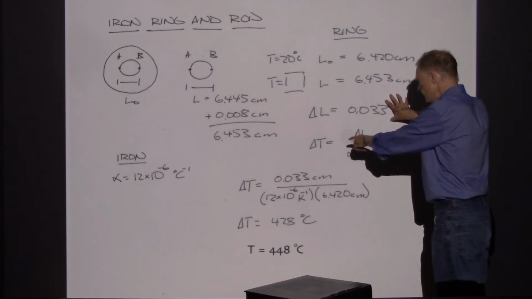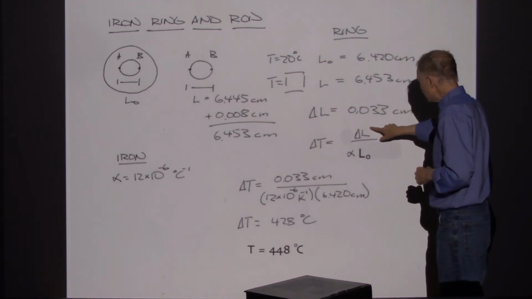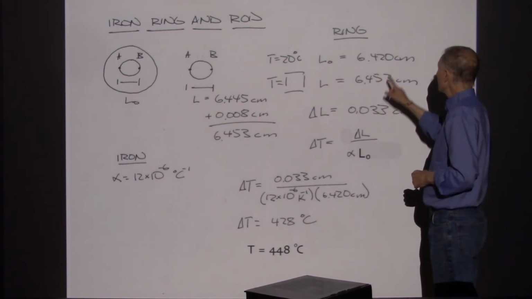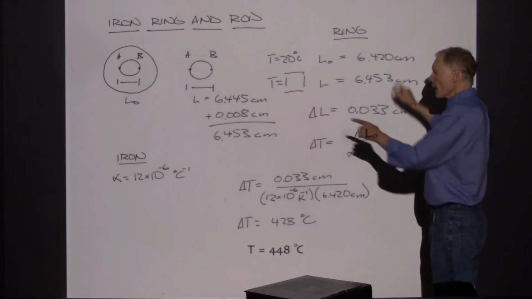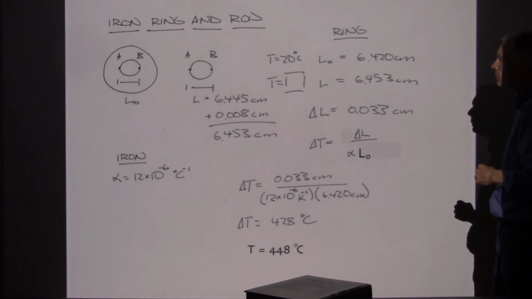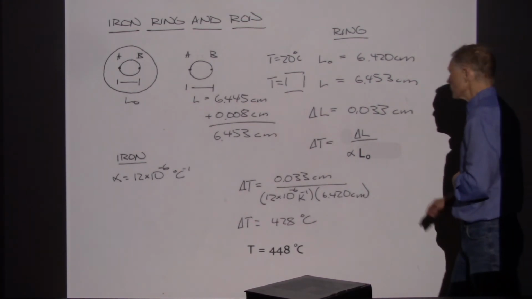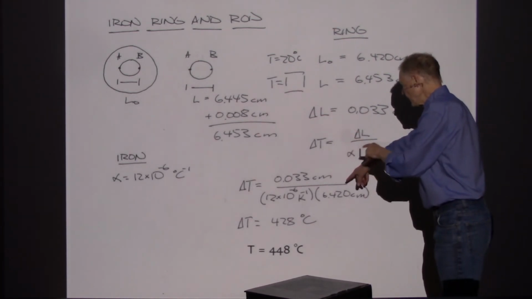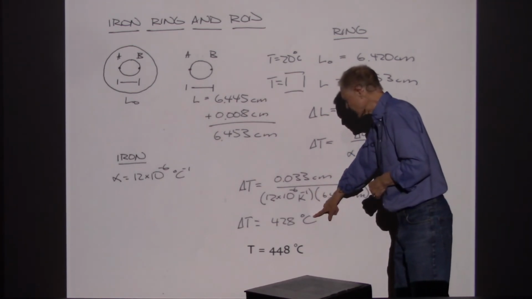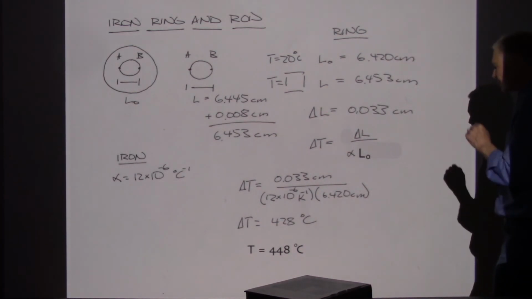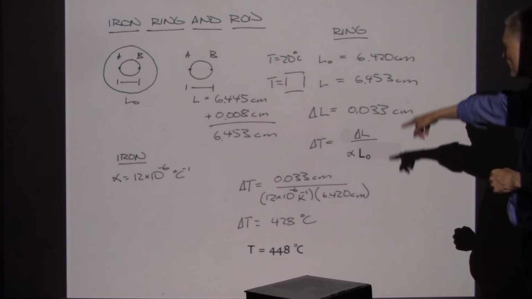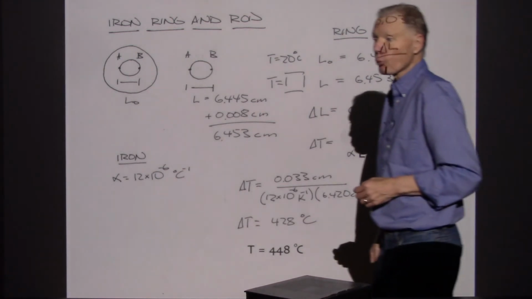Now the temperature difference that we're going to need from our formula would be delta L divided by the expansion coefficient times L naught. The L naught was 6.420, and the alpha value for the iron, the thermal coefficient of expansion, is 12 parts per million per Celsius. So I put everything together, checked the units, and I intermittently went to kelvins, but then I went back to Celsius. Sorry about that. The delta T that I got was 428. Now the original temperature was 20 Celsius, so the temperature we have to get to is 448 Celsius.